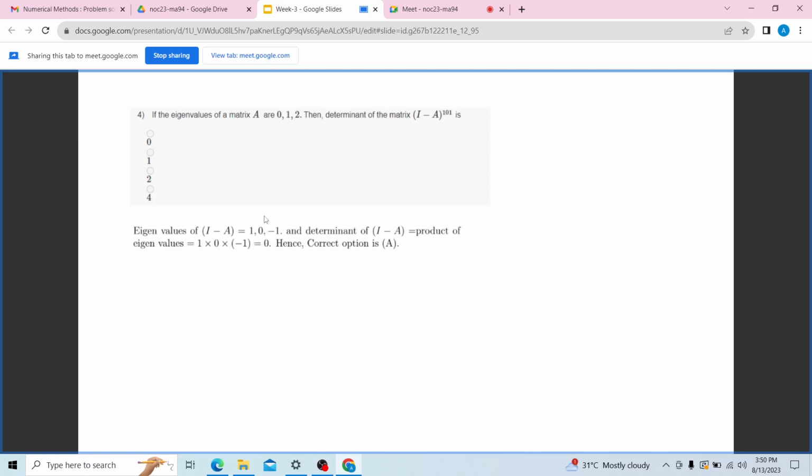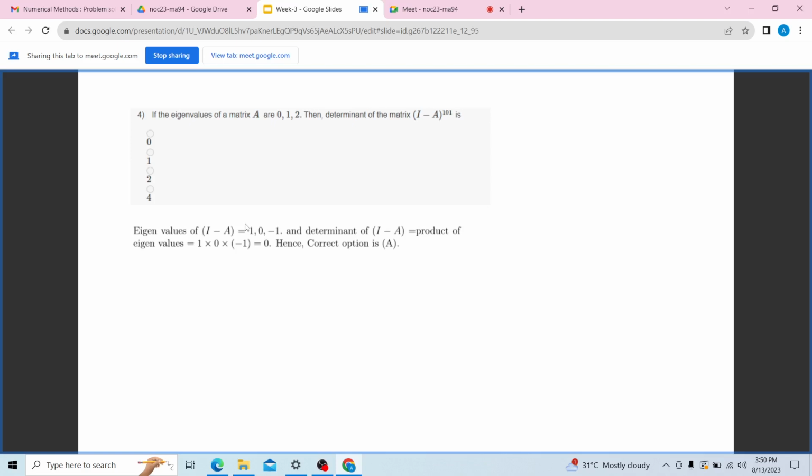Fine. So this matrix's eigenvalues will also be arranged diagonally. These elements are on the diagonal, so these are the eigenvalues also. So eigenvalues of I minus A are 1, 0 and minus 1. Fine. Now we have to calculate its determinant. The determinant of I minus A, so for calculating determinant you can simply do what? Product of all the eigenvalues.